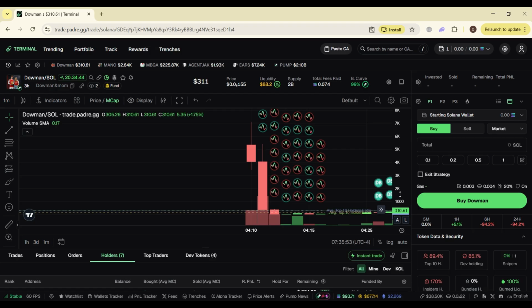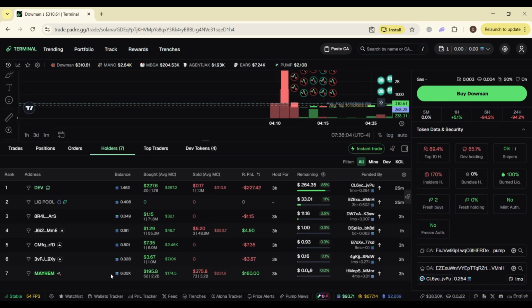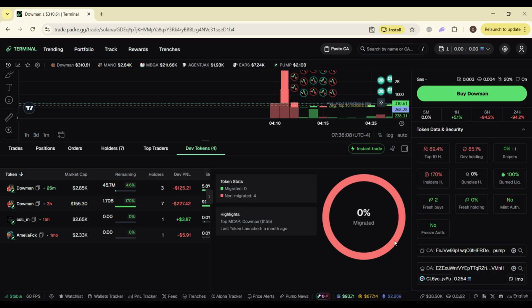Okay, so let's suppose you want to monitor and check the migration of any token. Let me show you. This is a token that I have already opened randomly, and if you scroll down in the trading section, you will see a dev token section here, and you will see if the token is migrated or not. As you can see, the token is not migrated yet, and you can check the highlights as well. The last token launched was a month ago, it's non-migrated, and the migrate percentage is 0, as you can see. So from here we can take the analysis of this token as well.